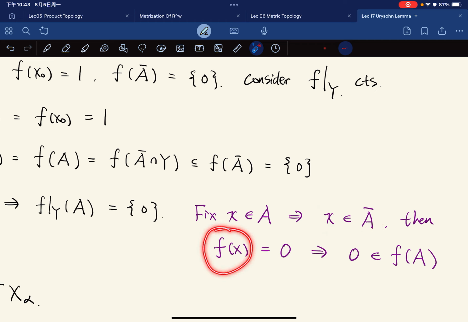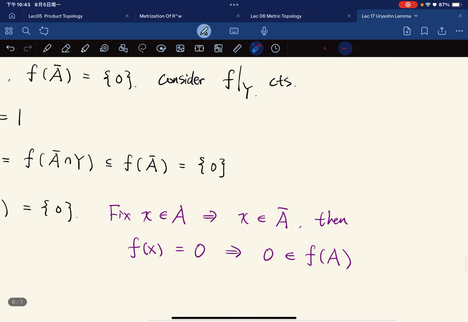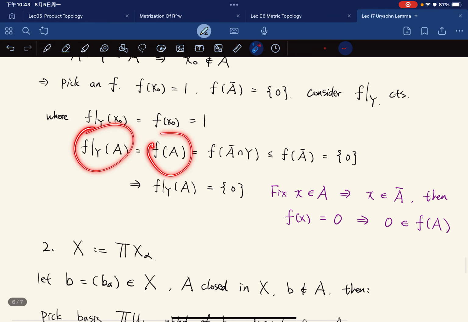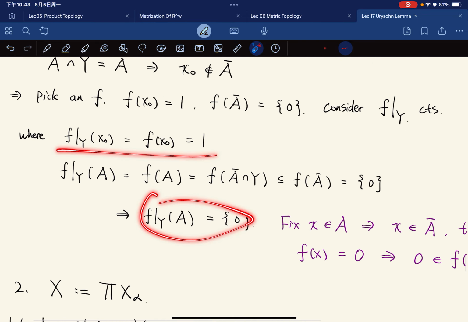So f of x is equal to 0, right? f of x is equal to f, right? I've been skipping, but it's also true. So, f of A is equal to f, right? So yeah, we have this. So we're done, right?